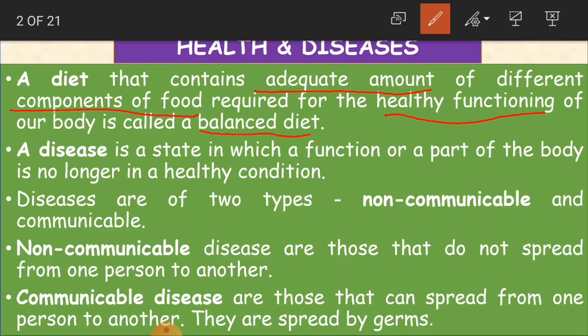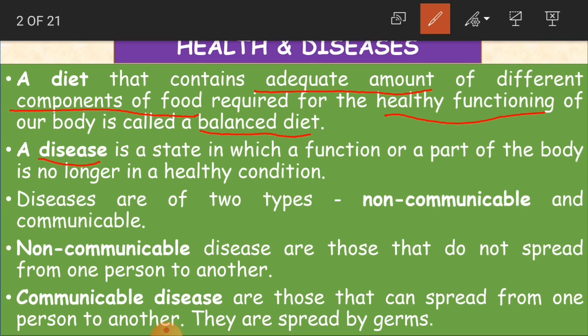Okay, and here we are talking about disease. What is a disease? A disease is a state in which a function or a part of the body is no longer in a healthy condition. What is a disease, children? If the human body is not able to perform its action in a proper way, then we call it a disease. Like we say that they are sick, they are unhealthy, in the sense when they are not able to perform any work in a healthy condition, then we call it a disease.